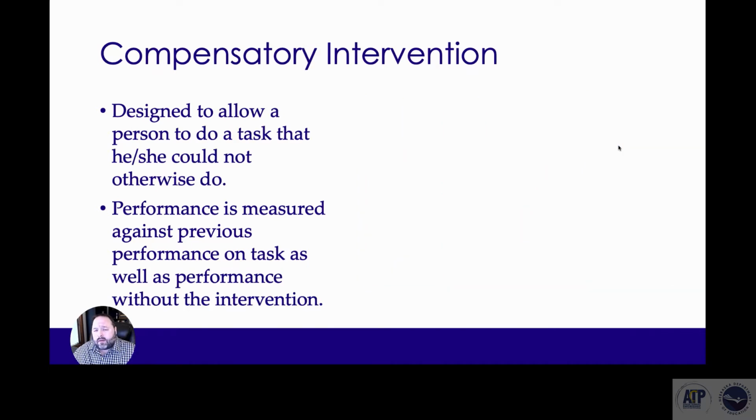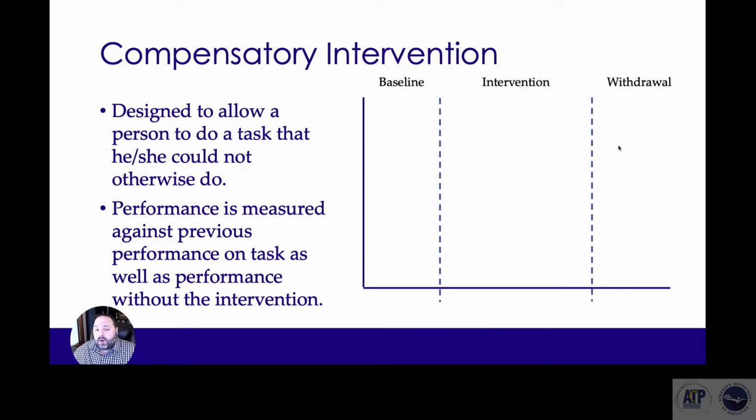A compensatory intervention is different. It is designed to allow a person to do a task that he or she could not otherwise do. When we look at how we measure whether or not a compensatory intervention is effective, well, performance, like an instructional intervention, is measured against previous performance, but it's also measured against performance when the intervention is not in place. A compensatory intervention often has to be in place for the change in performance to be observed. So, similarly, I have a graph.